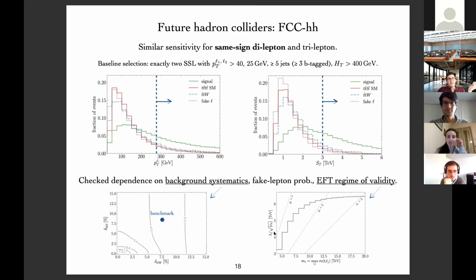So we have found that the signal sensitivities in the same-sign leptons and three leptons are similar after exploiting the hardness of the signal events. So for instance, in the same-sign channel, we applied, after baseline selection, strong cuts on the pT of the leading lepton, as well as on the scalar sum of the transverse momenta, since as shown in these plots, this is the region of kinematical space where the signal is most enhanced, while remaining with a good signal to background ratio. In addition, we have checked the dependence of the signal sensitivity on the systematic uncertainties of the main backgrounds, four tops and ttW, as well as a function of the EFT cutoff.